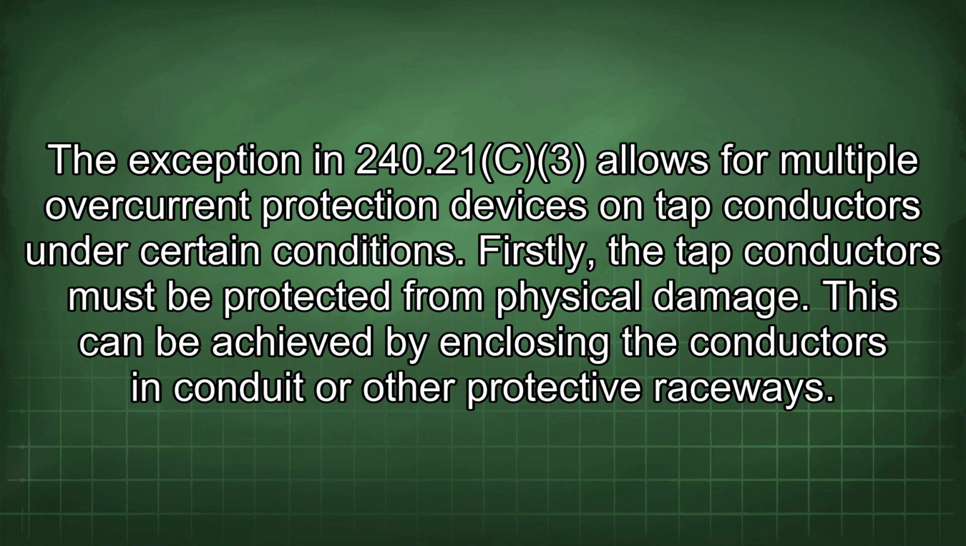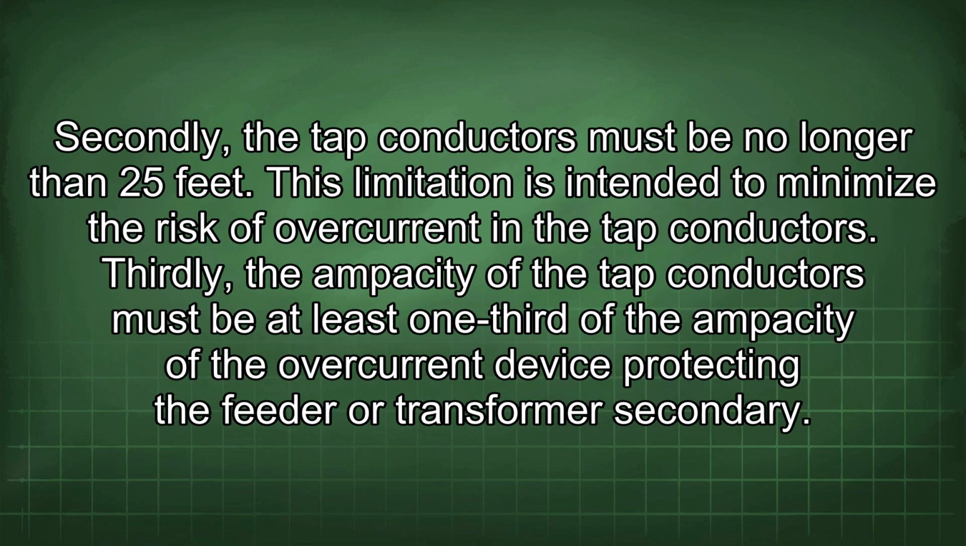The exception in 240.21(C)(3) allows for multiple overcurrent protection devices on tap conductors under certain conditions. Firstly, the tap conductors must be protected from physical damage. This can be achieved by enclosing the conductors in conduit or other protective raceways. Secondly, the tap conductors must be no longer than 25 feet. This limitation is intended to minimize the risk of overcurrent in the tap conductors.